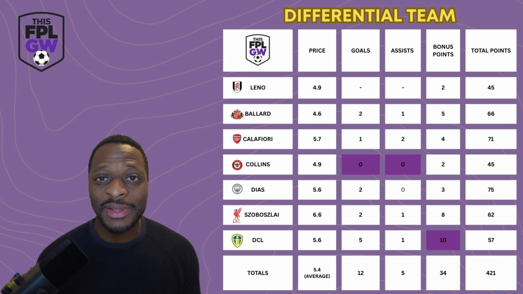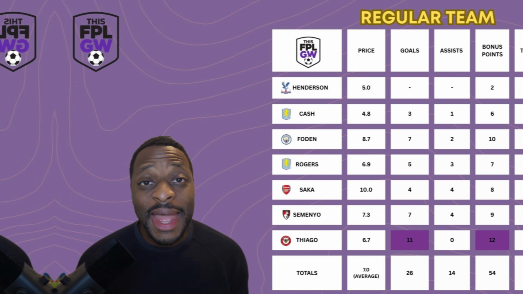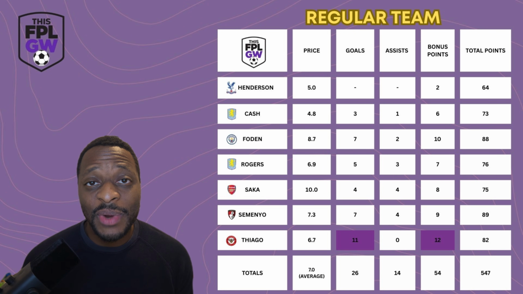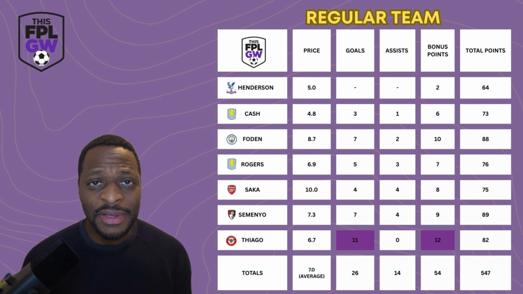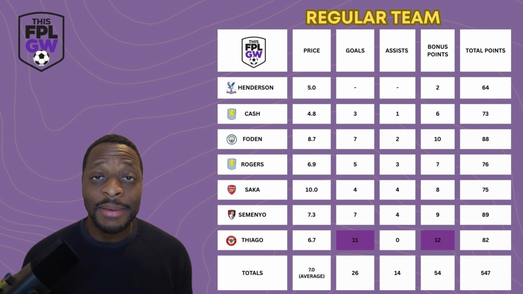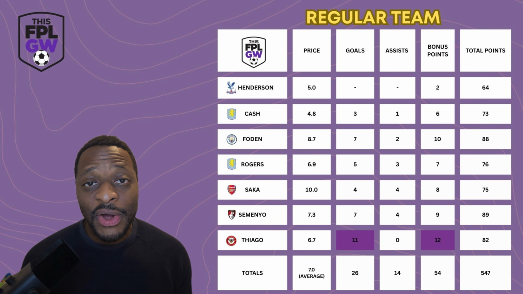So let's take a look at the regular team and see how they differ. Now let's look at the regular team. So in the regular team, we have Henderson in goal, Matty Cash in defense, Phil Foden in the midfield, Rogers, who I believe was a differential not too long ago, and people have really gotten him over the 10%. Saka, Semenyo, and Thiago.